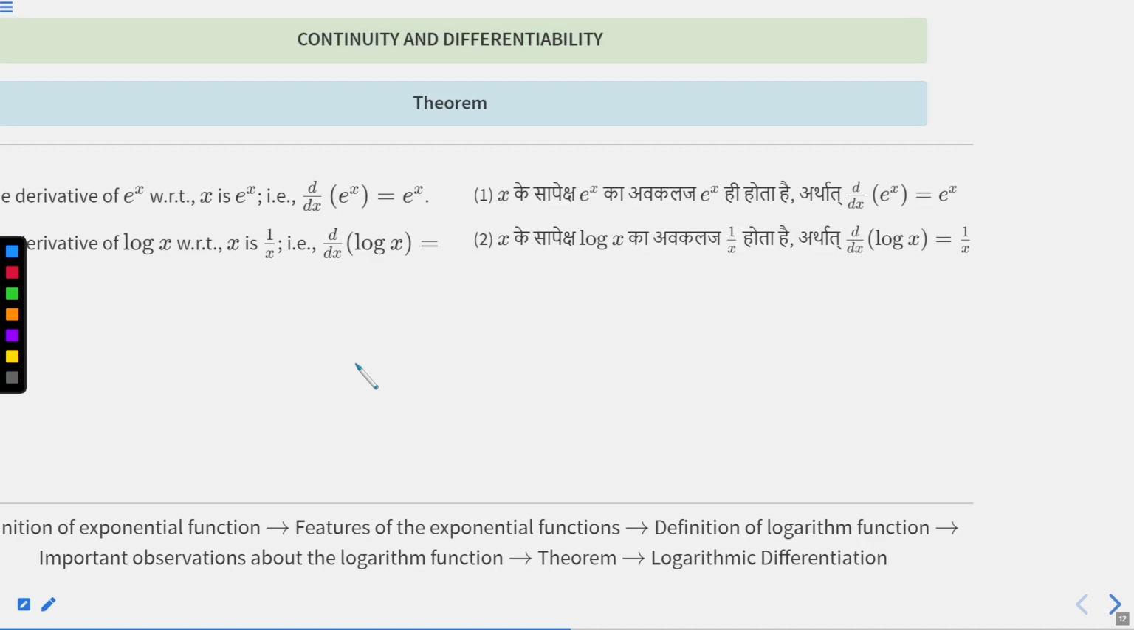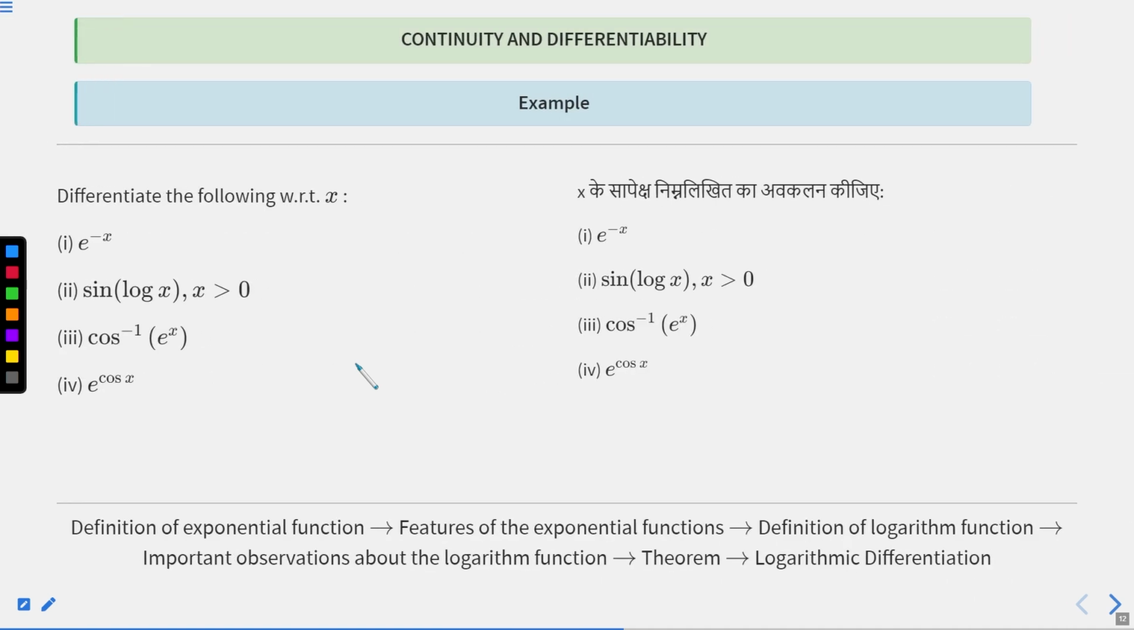Let us move to the next slide. Now here we have to differentiate them. So, very simple.